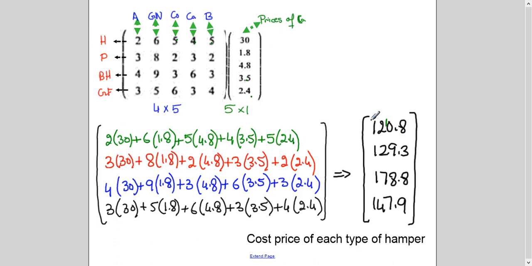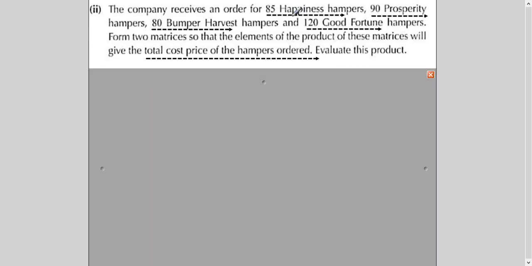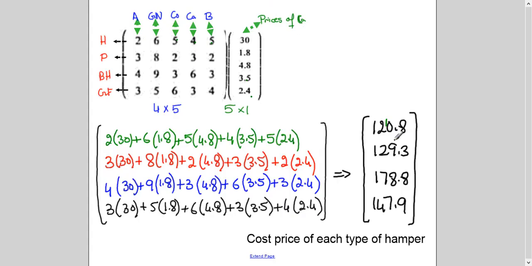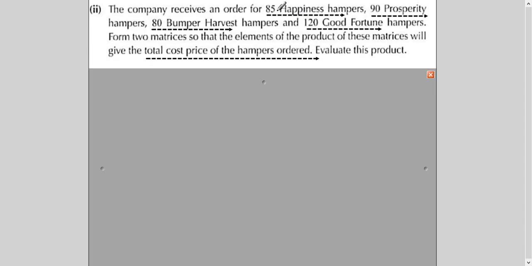So now common sense says, if this is the price of one hamper of happiness, 120.8, and I get order of 85, so straight away it will cost me 120.8 multiplied by 85, right? If you know the price of one thing and you multiply by the number of things you want to buy of that type, you simply multiply. Okay, so when you're solving word problem, you have to keep thinking what you're doing. It is not just that whatever number you see, you multiply it, not like that.